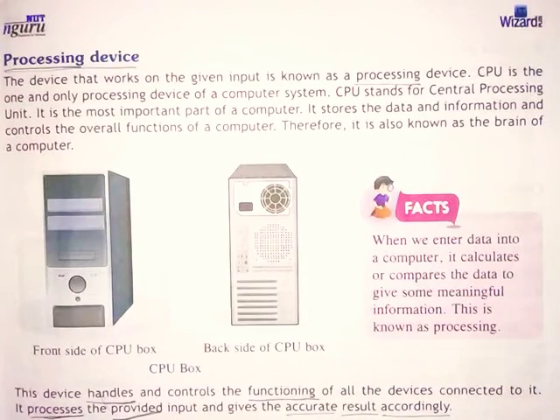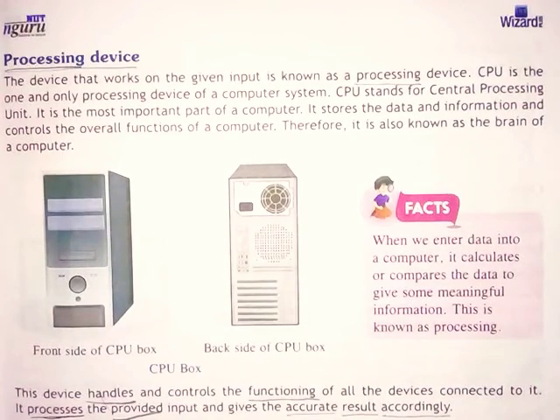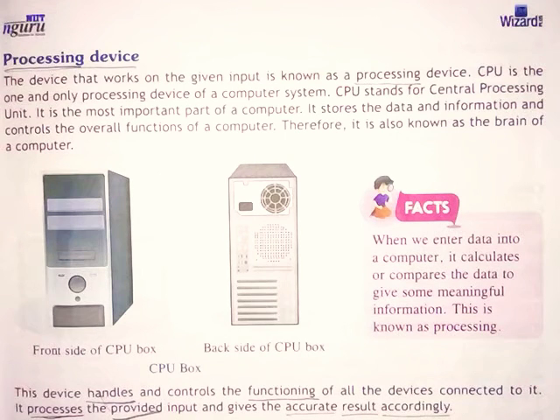Processing devices. The device that works on the given input is known as a processing device. CPU is the one and only processing device of a computer system. CPU stands for Central Processing Unit. It is the most important part of a computer. It stores the data and information and controls the overall functions of a computer. Therefore, it is also known as the brain of the computer.